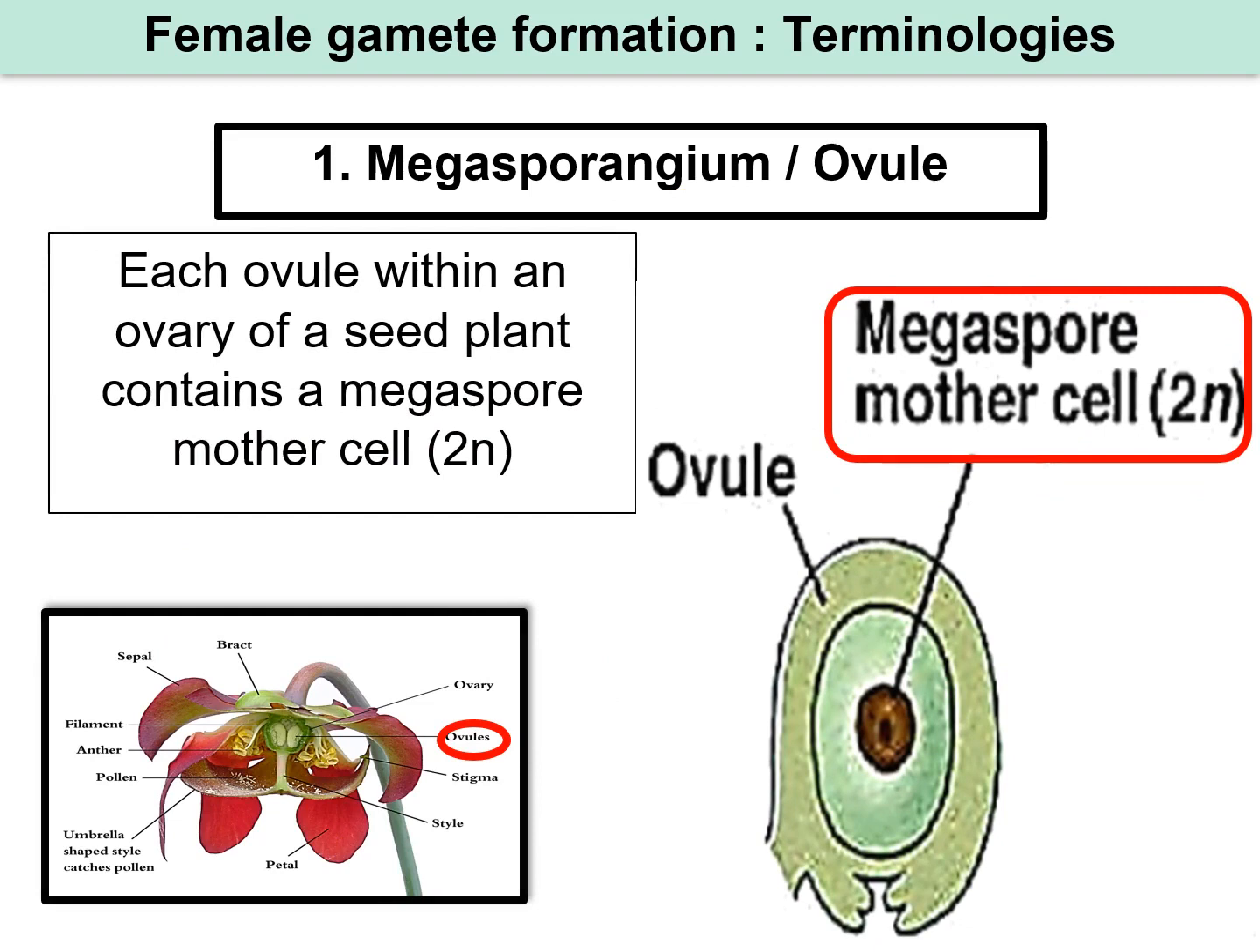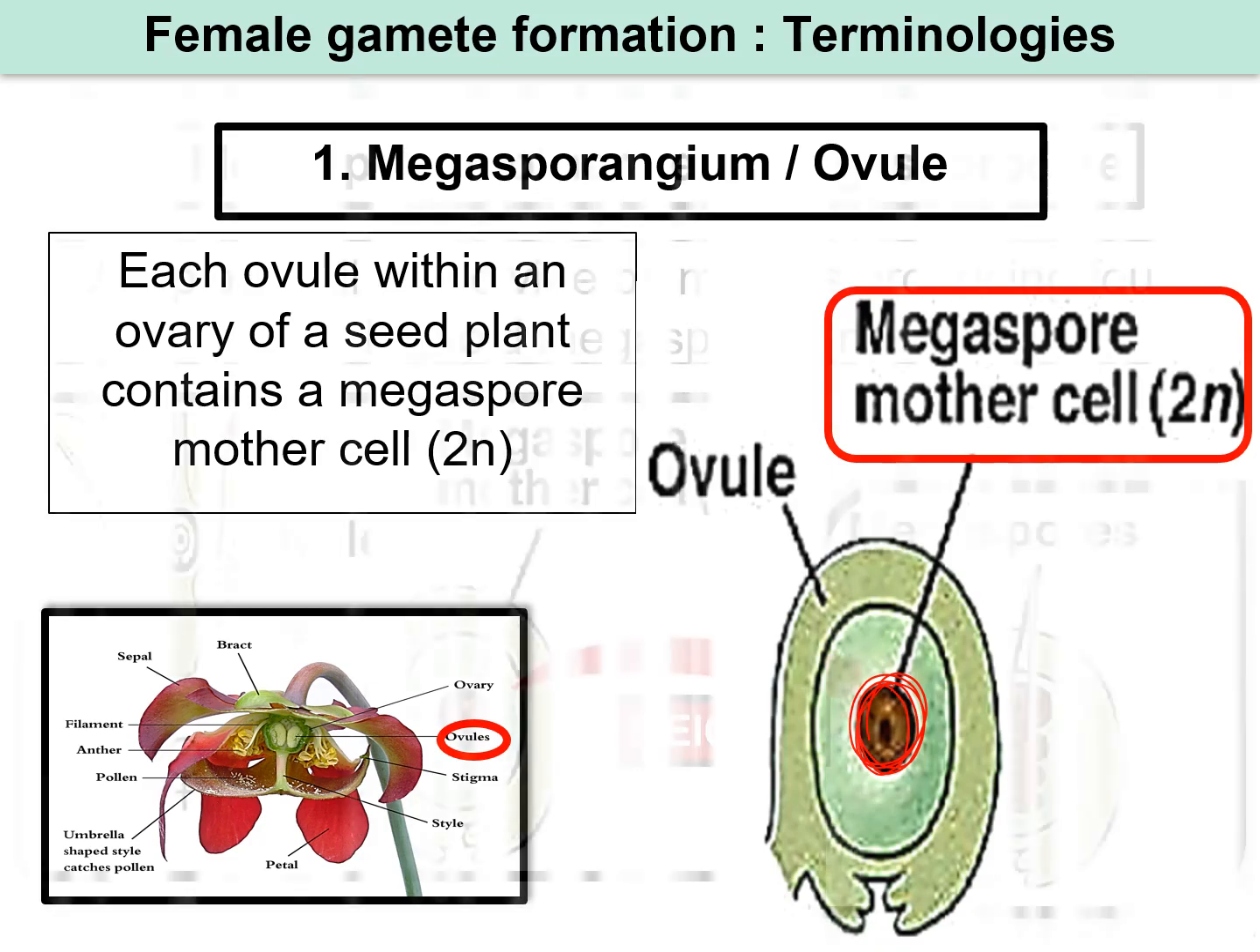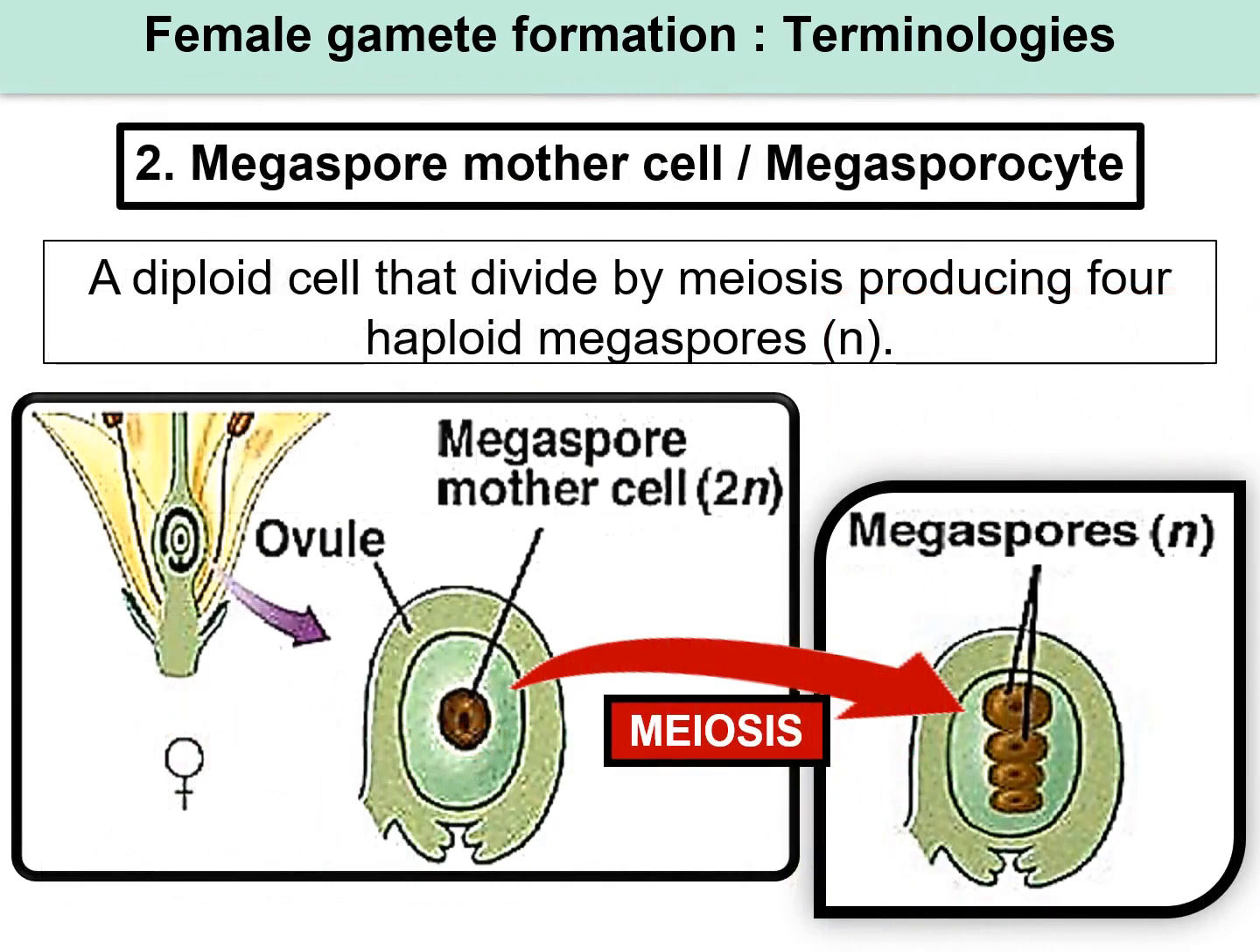Inside the ovule is the megaspore mother cell. Jadi ni yang belum develop into a very defined or detailed female gamete. Jadi ini adalah sel asal. The mother, sebab tu dipanggil mother cell. Megaspore mother cell or megasporocyte. Each ovule within an ovary of a seed plant contains a megaspore mother cell. Jadi dalam satu ovary ada more than one ovule usually. Selalunya ada lebih daripada satu. Ada juga tumbuhan yang memang akan ada satu saja ovule.